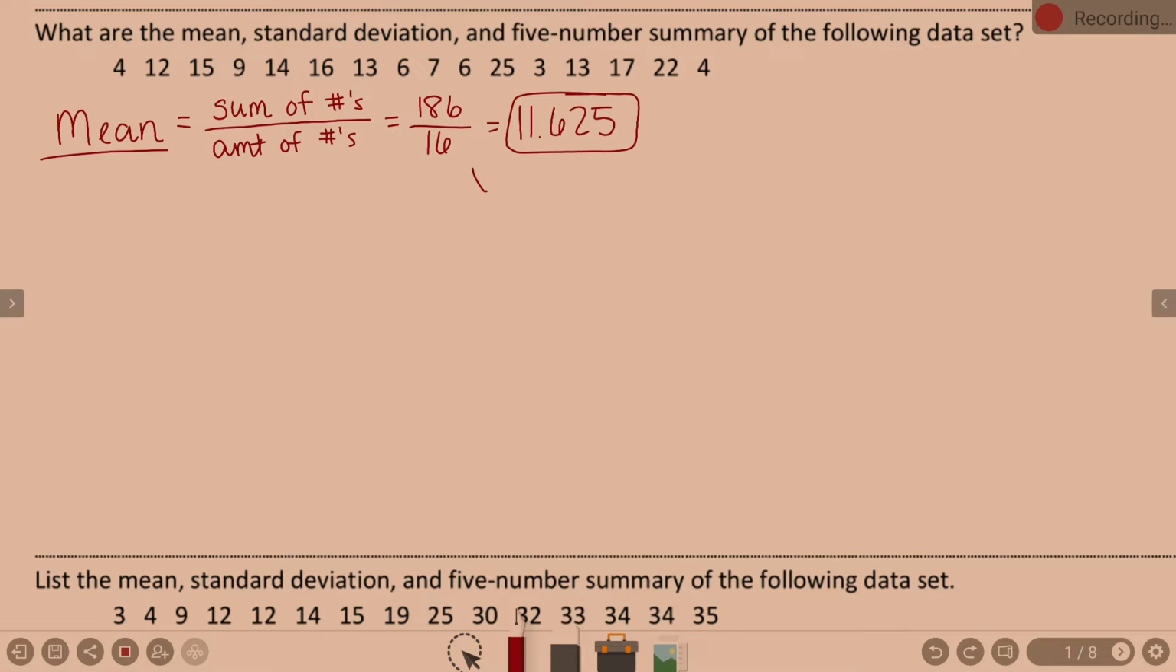Now, this could also be written as X bar is 11.625, because remember, X bar is another way to say mean. And again, I'm just showing that for helpfulness there. Next, we're going to talk about standard deviation.